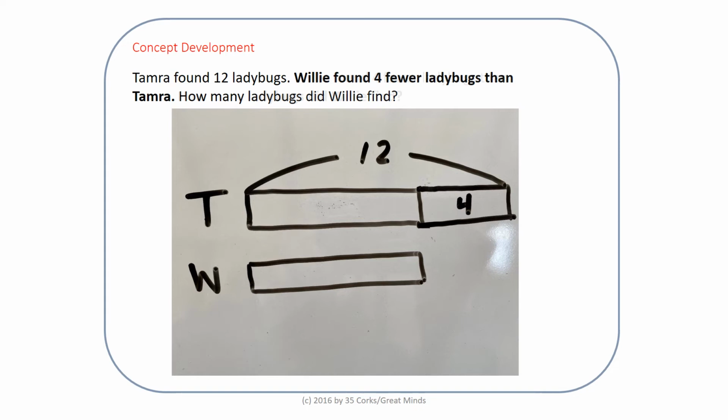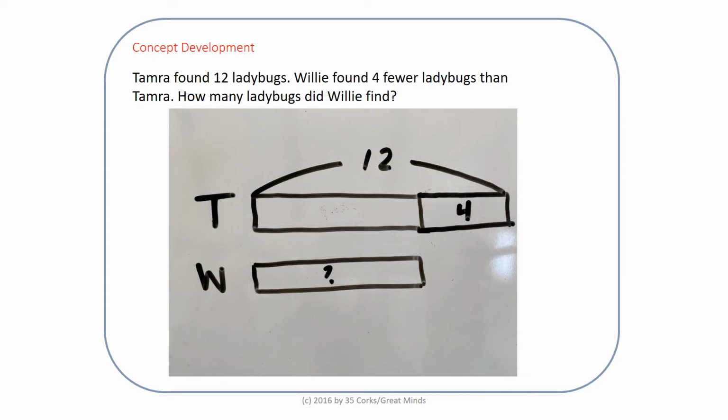Now we're going to read the last part of our story problem. How many ladybugs did Willie find? Look at Willie's tape. What do you notice about the size of the tape? It's the same size as the first part of Tamara's tape. So if we find out what the missing part for Tamara's tape is, then we're also finding out Willie's tape.